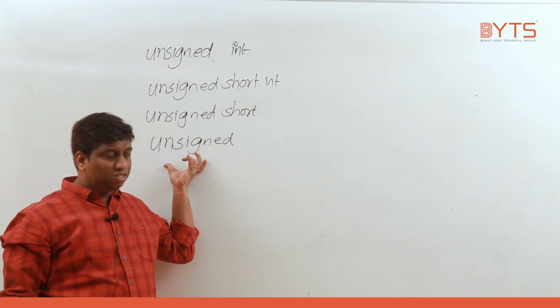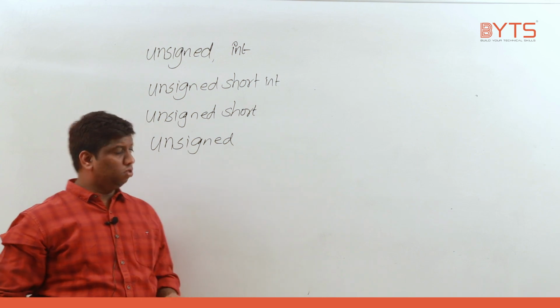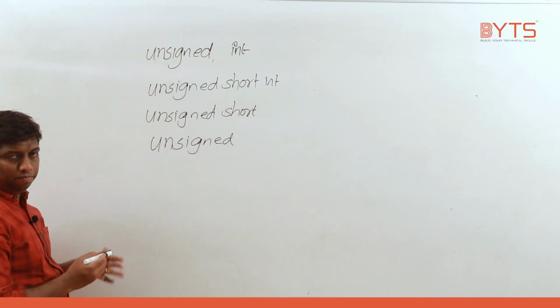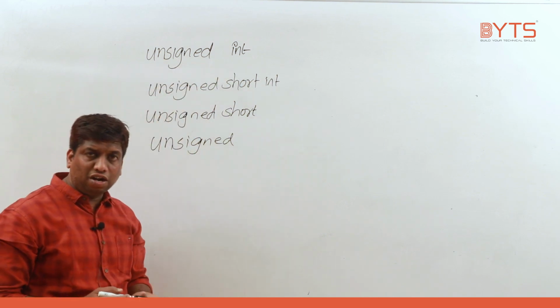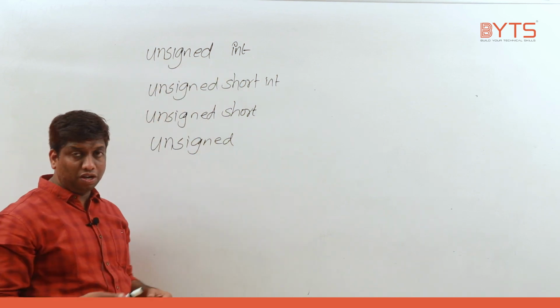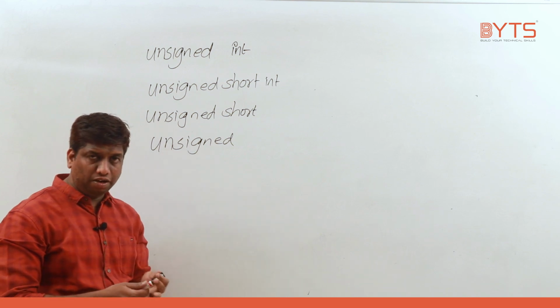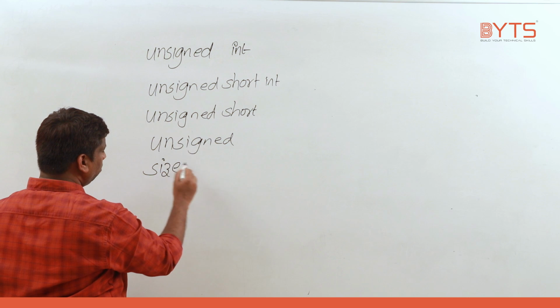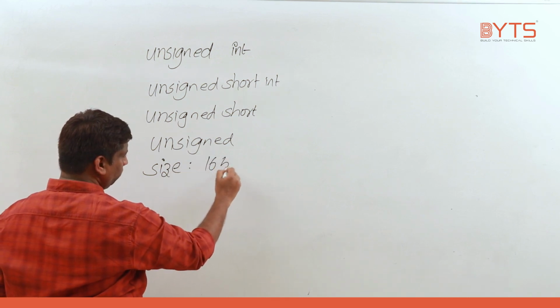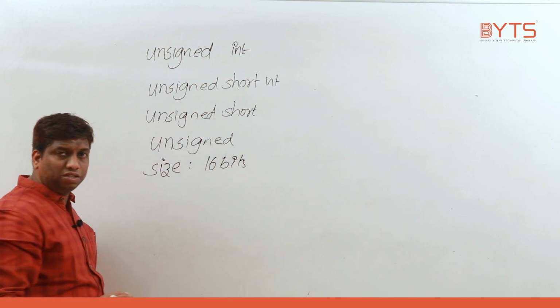Implicitly, what will the compiler consider? Short and int, so all have the same meaning. And int you can write before or after, that does not have any significance. Int is also optional, but at least you should write unsigned. Next, size: 16 bits. The size is 16 bits.